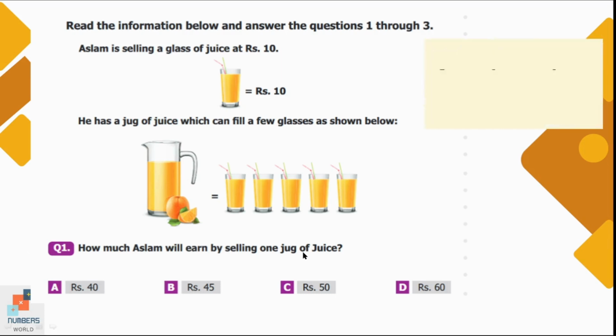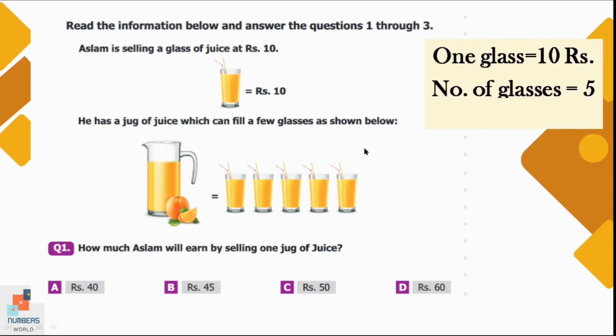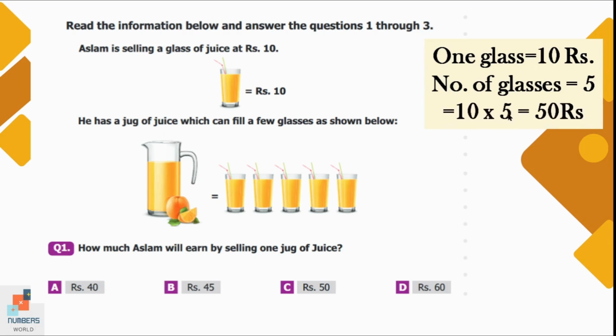So the cost of one glass is 10 rupees and 5 glasses can fill one jug. So if we multiply 10 by 5, the answer is 50 rupees. So Aslam will earn 50 rupees by selling a jug of juice. So option C is the correct option here.